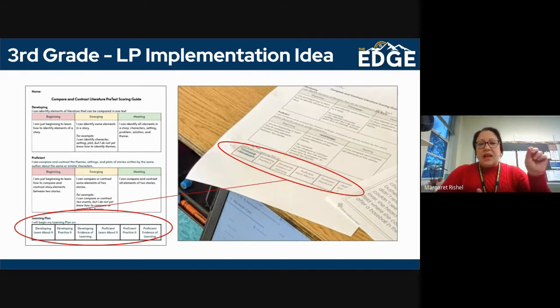So it would not only show where they're at if they were at emerging or beginning from their pretest, but also where they could start on their learning plan. And this is something that they keep with them in their folder. So as the teacher is working with them, or as they're working on their learning plan, they can continually highlight the next box that they're working on and moving on through those.